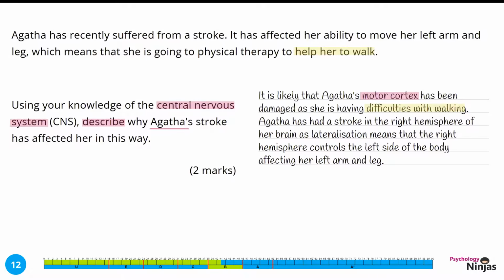Agatha has had a stroke in the right hemisphere of her brain, as lateralization means that the right hemisphere controls the left side of the body, affecting her left arm and leg. We've shown our knowledge of the central nervous system here by talking about lateralization. That our right hemisphere controls the left-hand side of our body and the left hemisphere controls the right-hand side of our body. We've linked this into Agatha's STEM by talking about her left arm and leg having an issue since her stroke, and we can tick this off in our STEM as well. We can clearly see from our STEM that we've done our 2 pieces of application for our 2 marks, as 2 different parts of the STEM have been highlighted.